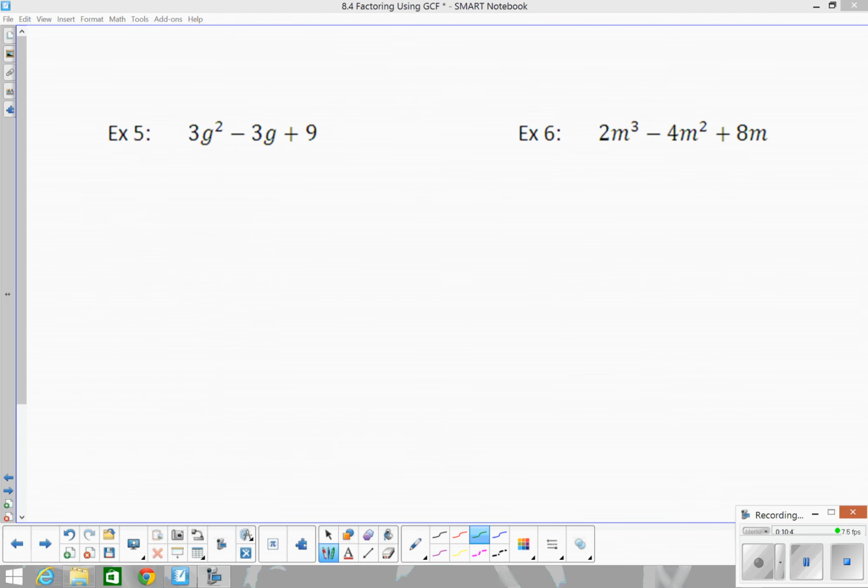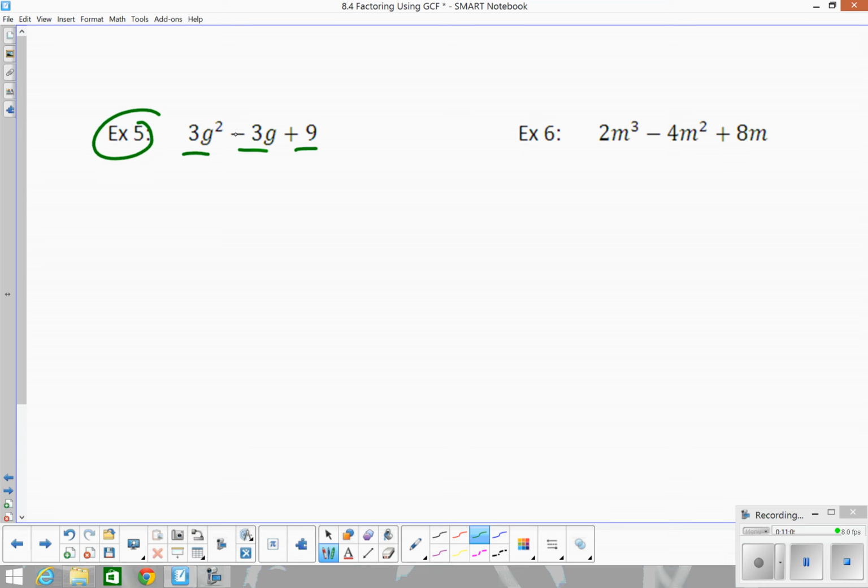Okay, so let's look at example 5. Now, example 5 is a little bit different. Why? I have 1, 2, 3 terms. It's really not too much different, but all I need to have is something in common in all 3 terms. So let's talk about the numbers.